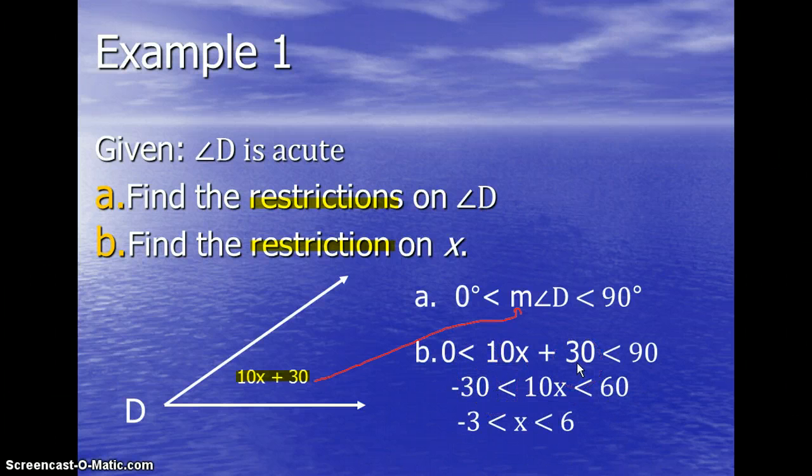So you'll notice the way I solve this is, here's my setup, 0 less than 10x plus 30 less than 90. Then I took away 30 from both sides of the inequality, so from the middle and from the right and left. So when I take 30 away from 0, it's negative 30. When I take 30 away from 90, I get 60. And then to get x by itself, I divide by 10. So negative 30 divided by 10 is negative 3. 60 divided by 10 is 6. And there's my solution. Negative 3 less than x less than 6. In other words, if x is between negative 3 and positive 6, then angle D will be an acute angle.